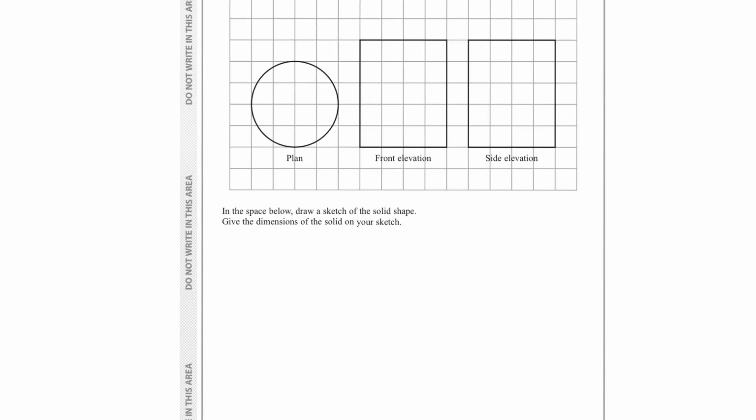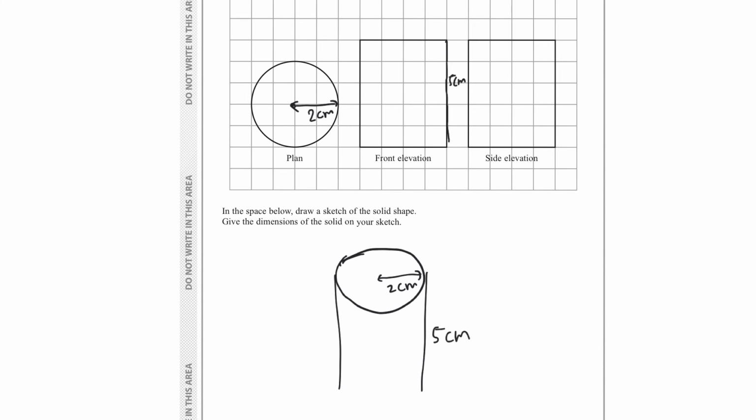And it wants us to give the dimensions. So with our cylinder, we want to make note of the radius. So the radius is always from the middle of the circle to the edge of the circle, and it says that it's a centimeter grid. So because there's 2 squares that make up that, we know that's 2 centimeters. Then for the front and the side dimensions, we know that the height is going to be, so there's 1, 2, 3, 4, 5 squares, so that's 5 centimeters. And side elevation, same length, right?